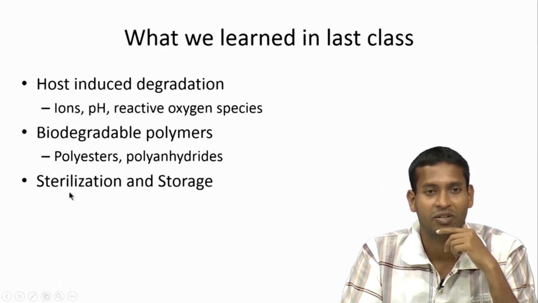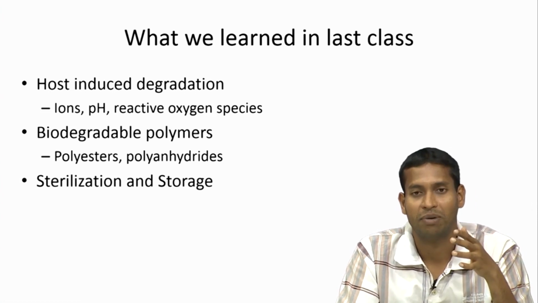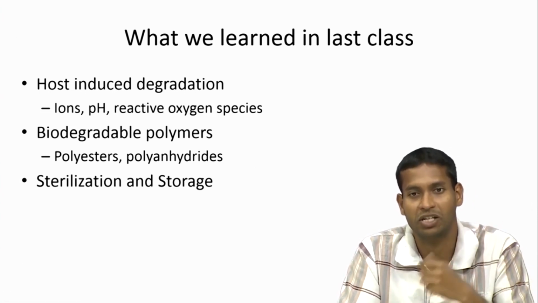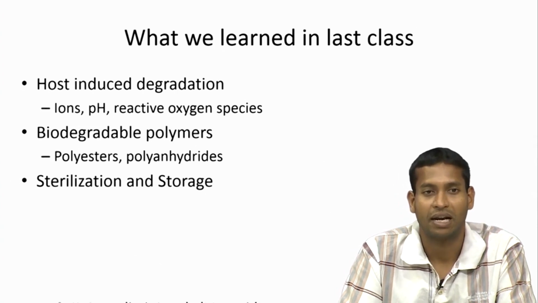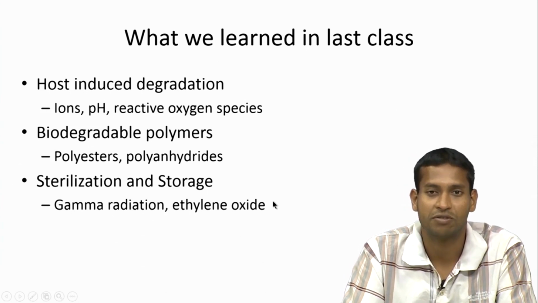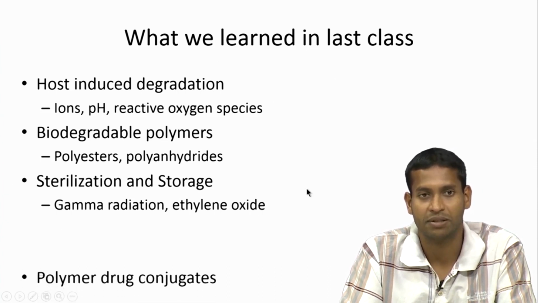Another thing we discussed is sterilization and storage. So, how to store them? You want to store them in an environment which does not have too much moisture, because that can cause hydrolytic degradation to occur. And sterilization, again we talked about gamma radiation and ethylene oxide, especially in cases where heat will not work. So, those become important when you get to these modified and innovative systems.